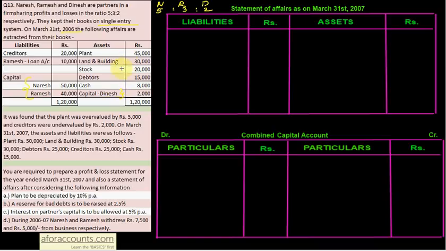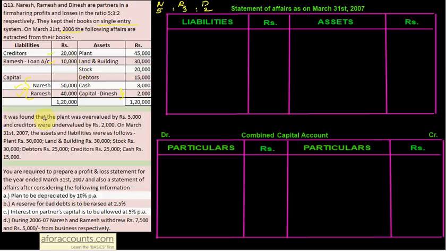Plant, land and building, stock, debtors, cash, ये कैपिटल का डेबिट बैलेंस है, मतलब ओवर विड्रॉन. पॉजिटिव बैलेंस ऑफ कैपिटल हैज टू बी क्रेडिट. सो टोटल कैपिटल निकालते वक्त नरेश प्लस रमेश माइनस दिनेश will be your opening capital. Remember that. Creditors, and Ramesh has also given loan 10,000, which will be important.